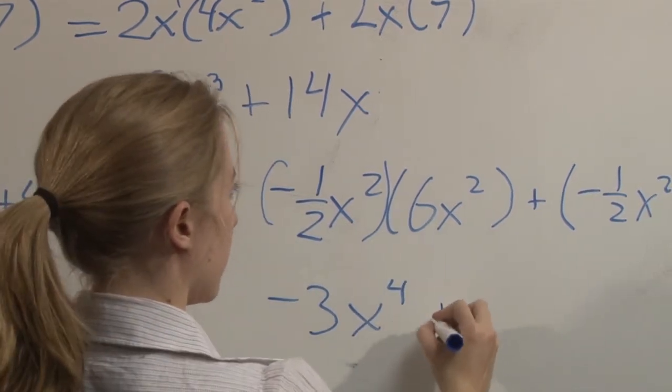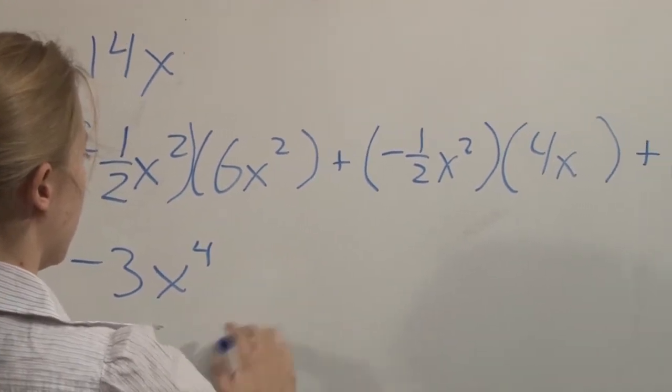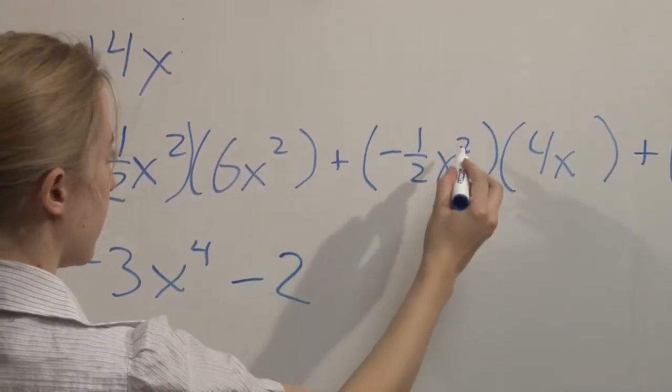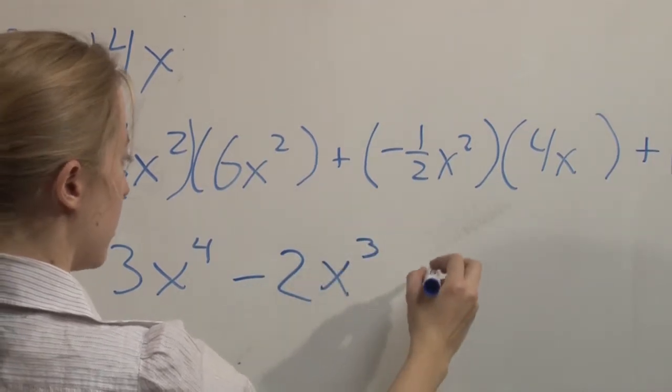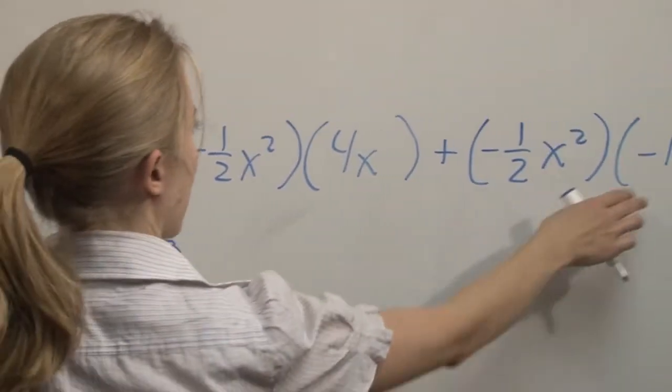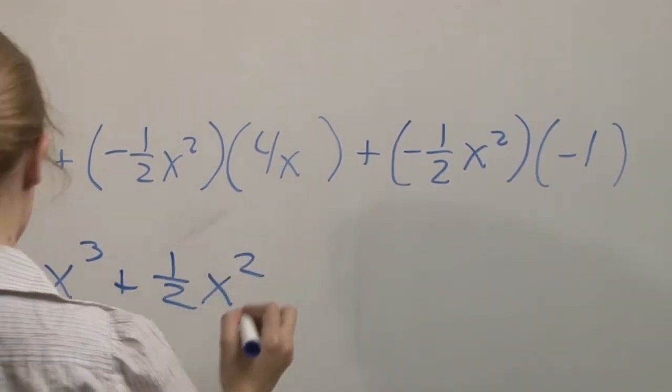so that's going to be negative 3x to the 4th. Negative 1/2 times 4 is negative 2. 2 plus 1 is 3, so that's going to be x cubed. And then this one's just times negative 1, so that's going to be a positive x squared.